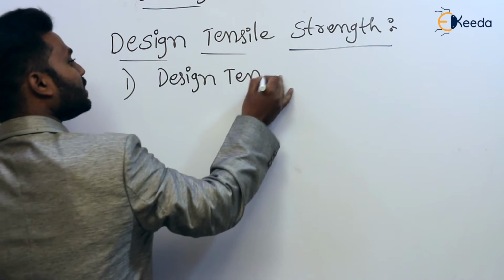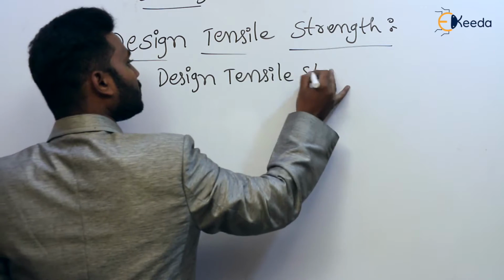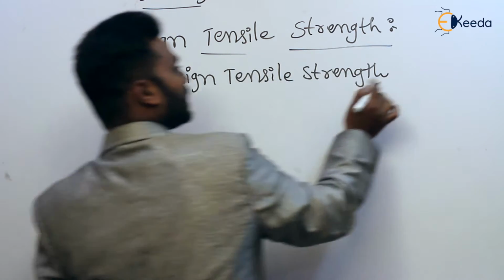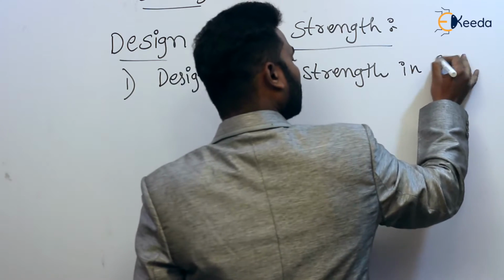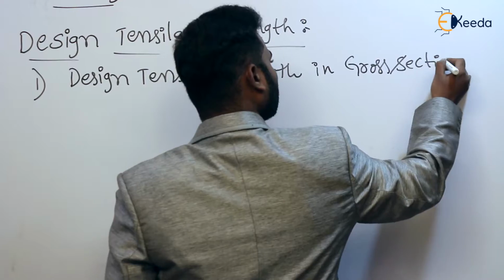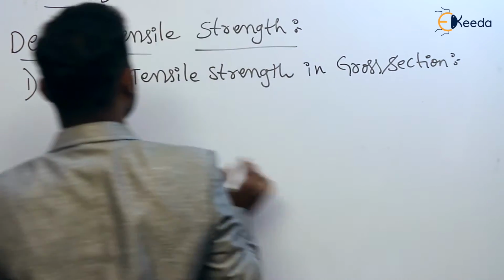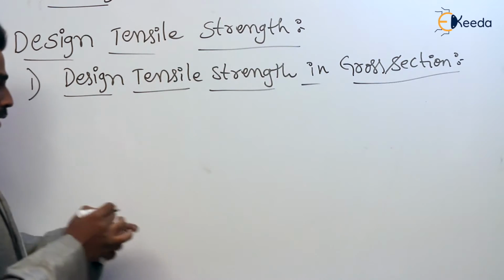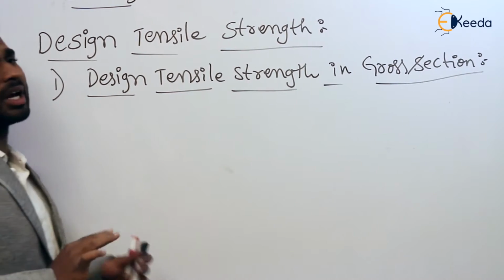Design tensile strength in cross section. So it means cross section yielding. Okay, so now cross section yielding, what is meant by cross section?